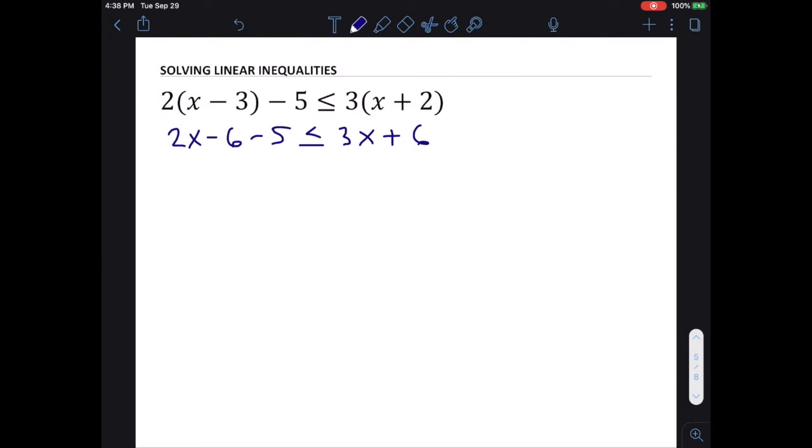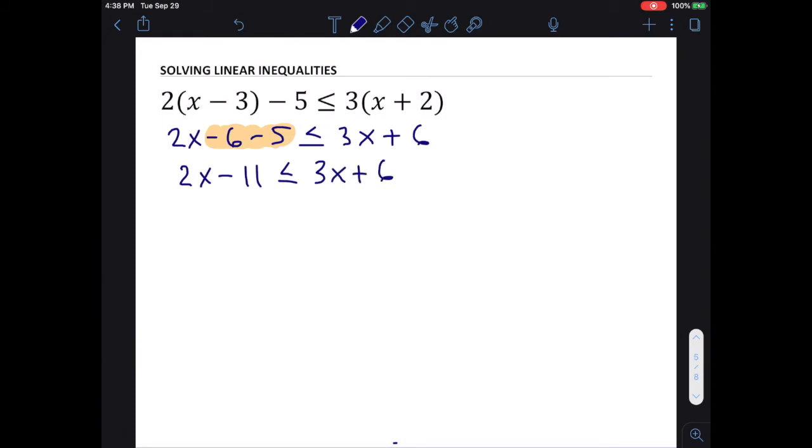So we're going to combine like terms. If I use my shading method here, if we're combining like terms, those are the only 2 I'm going to combine for right now. They're both negative, so that makes them negative 11. So we have 2x minus 11 is less than or equal to 3x plus 6.